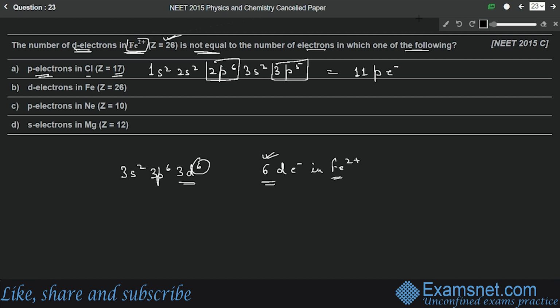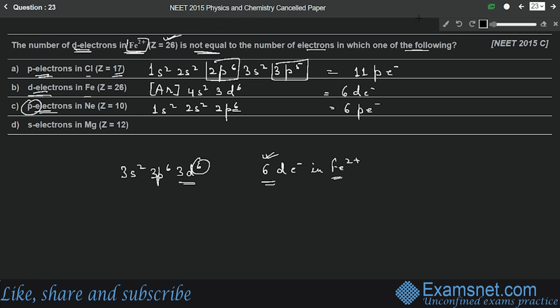Let's check the second one. Number of d electrons in Fe. Okay, let's see what is the electronic configuration of iron. Electronic configuration of argon, then 4s2, 3d6. So here the number of d electrons is 6. So yes, this is same. The third option is p electrons in neon. Electronic configuration of neon is 1s2, 2s2, 2p6. Okay, 10 electrons. So here how many p electrons are there? 6 p electrons. So this is also same as the number of d electrons in Fe2 plus.